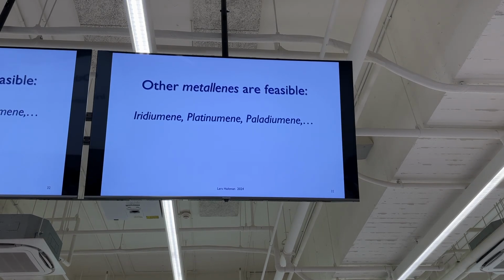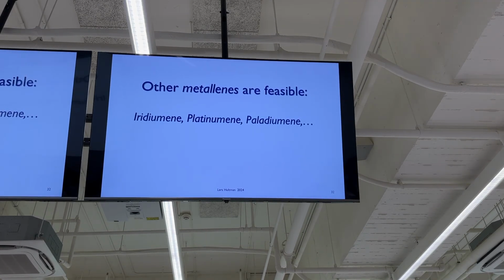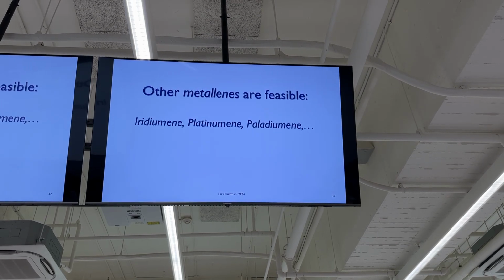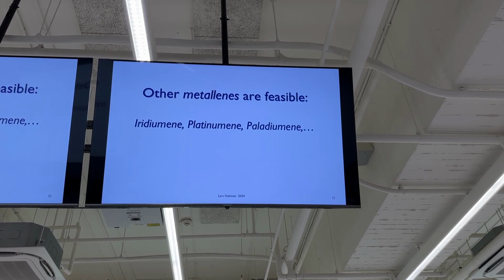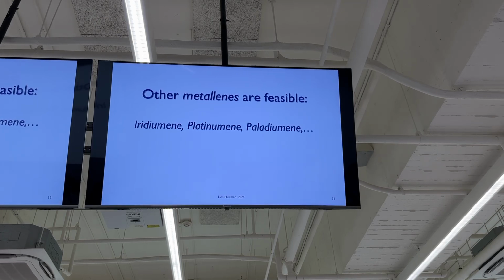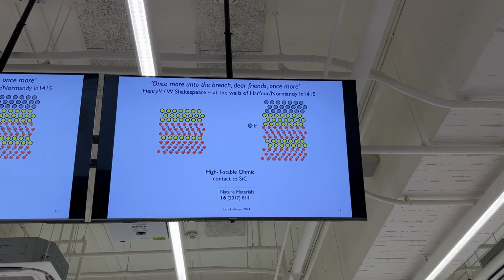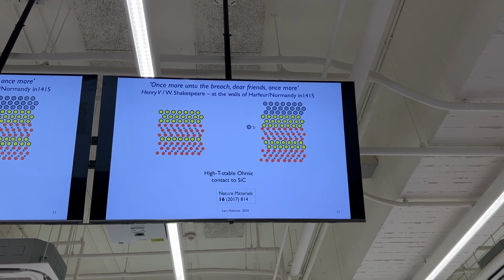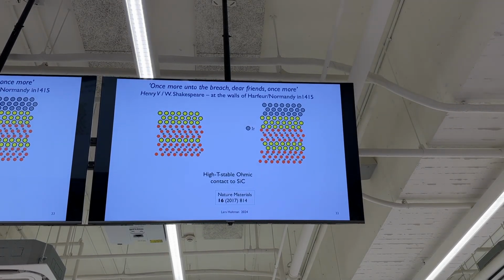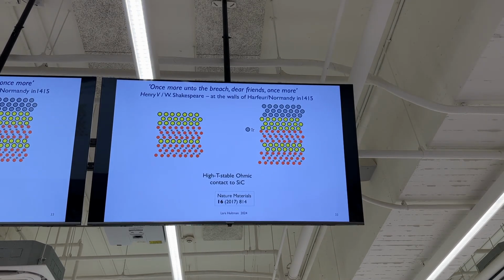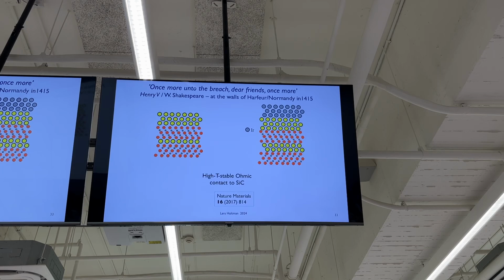Towards the end, other metals would be feasible: iridium, platinum, palladium. This is something that we are now exploring, and I will show you an example of where we are now, present research with iridium. So this is the case of gold intercalated into the MAX phase.